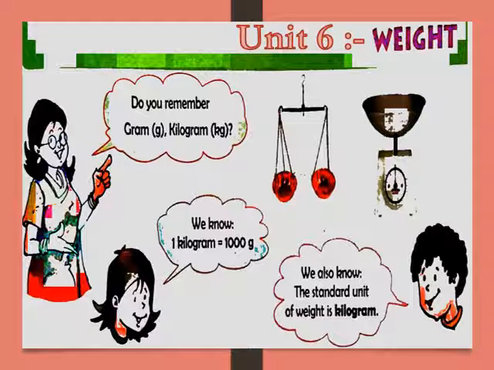Now do you remember, dear students, gram and kilogram? See here again the balance and the electric beam balance, an electronic machine by which we can measure the weight. And we know 1 kilogram equals what? 1000 gram. And we also know the standard unit of weight is kilogram. So, 1 kilogram equals 1000 gram and the standard unit of weight is kilogram.